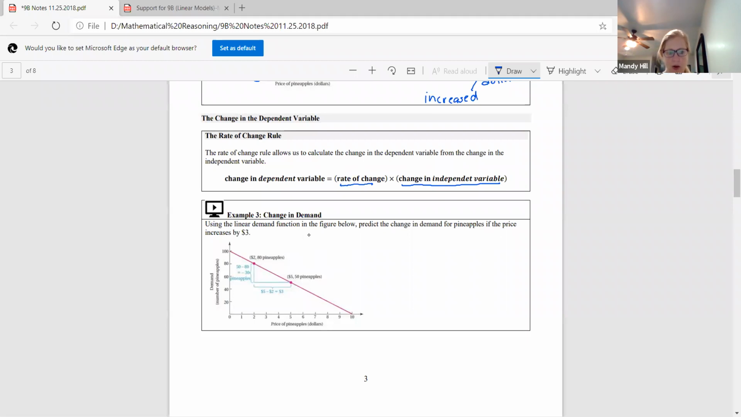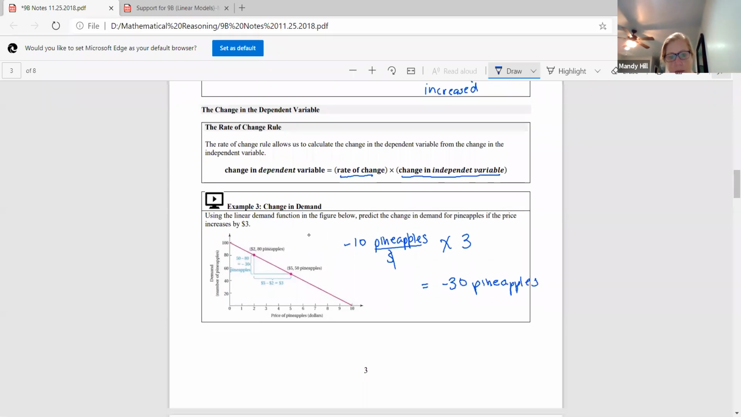Okay, well, we already know that we found out in the previous example that we have negative 10 pineapples per dollar. And if we're going to raise the price by $3, then we would do negative 10 times 3, which would give us a loss of negative 30, or we're selling 30 less pineapples if we raise the price. Okay, that's a prediction I can make based on my slope.